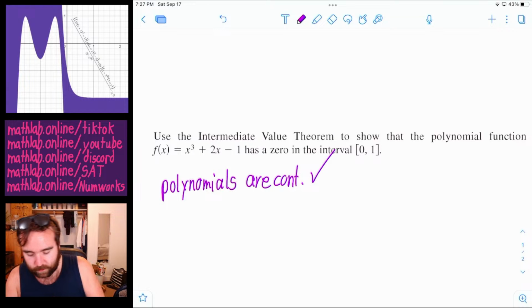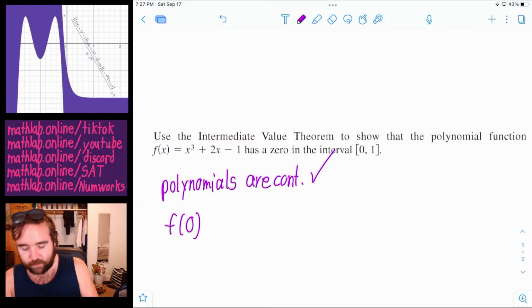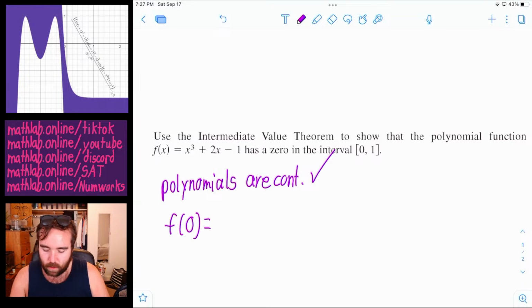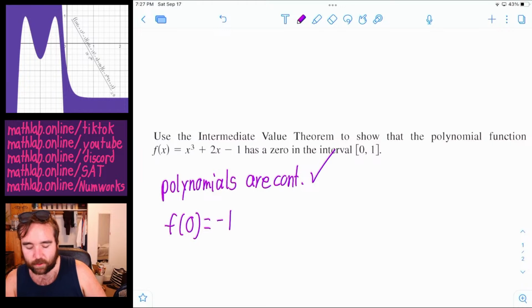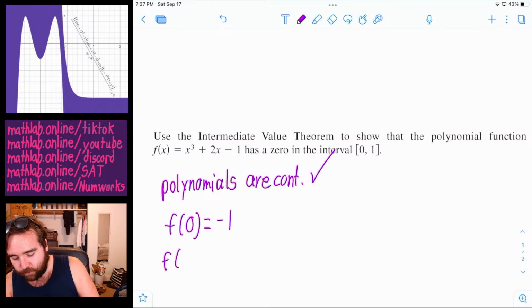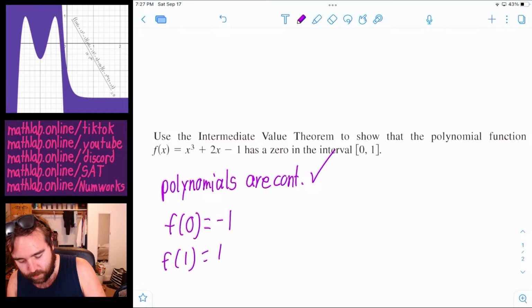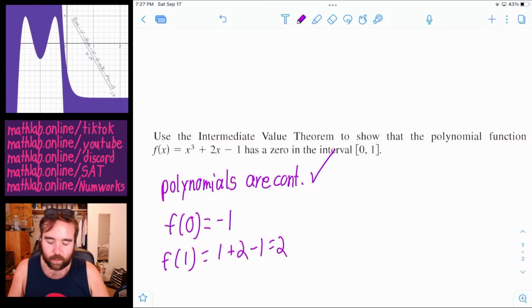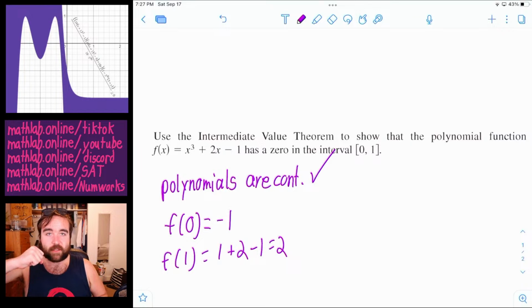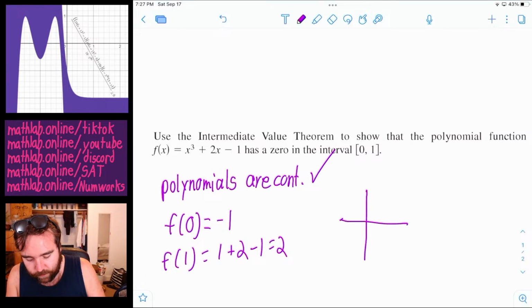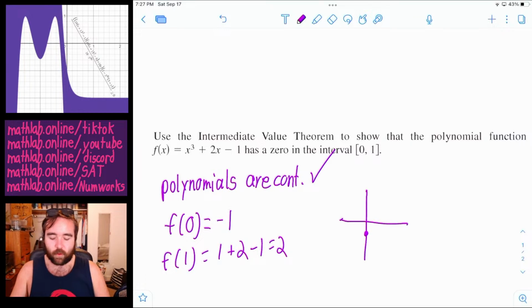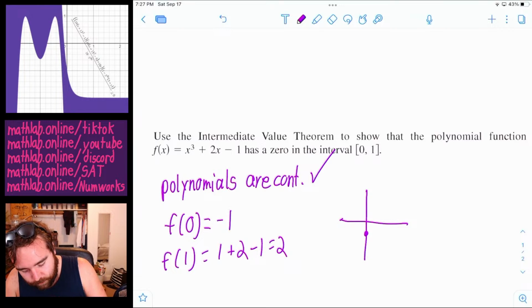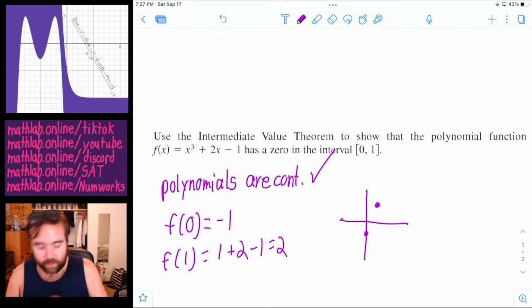So what we're going to do is we're going to say, okay, what is f of 0? What is the function when x is equal to 0? Well, you plug in 0 to the function, you get -1. What is f of 1? Well, you plug in 1 to the function. So let's see, 1 cubed is 1, plus 2 times 1, minus 1. So you get 2. So look at what that's saying. At first, it's at -1. Let's actually draw this. So when x equals 0, it's at -1. And when x equals 1, it's up at 2.